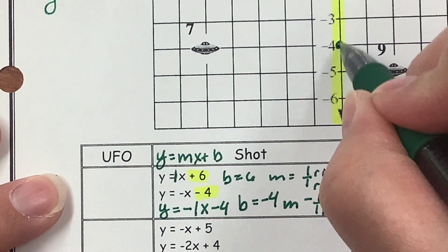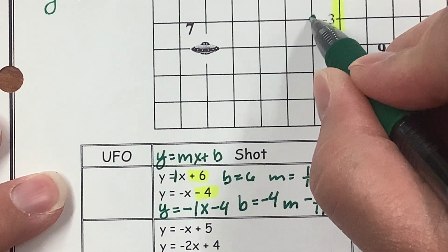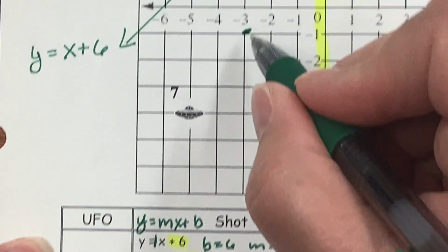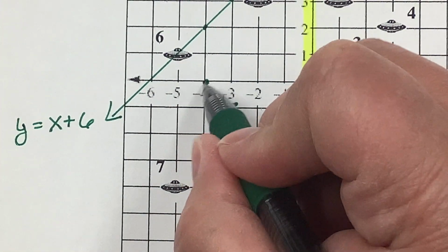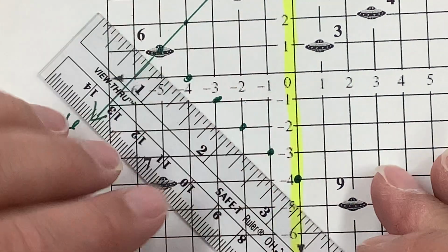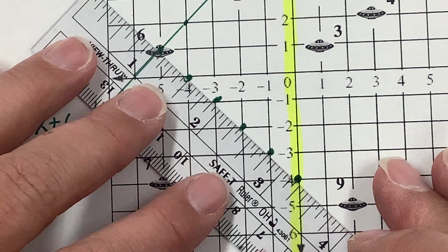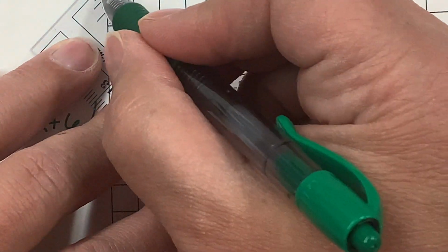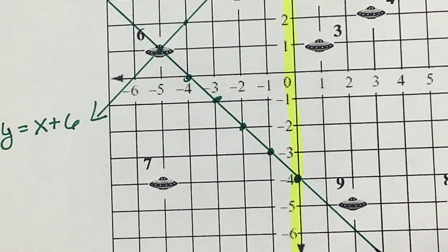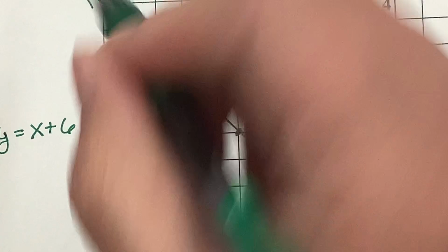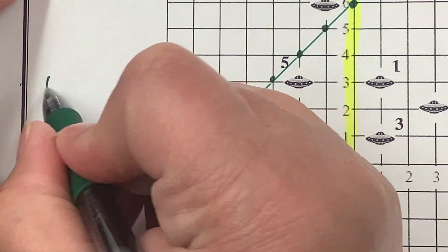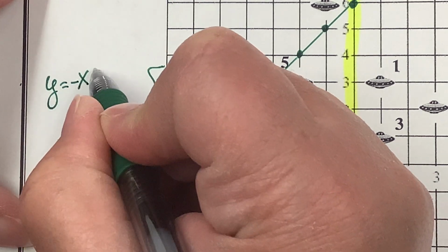So dot at negative 4, rise 1, left 1. Rise 1, left 1. Rise 1, left 1. All the way across the whole grid. Oh, I already found where my answer is going to be. So, connect the points. Make sure you go across the entire grid because you never know where your lines are going to intersect. And I'm going to write the equation near this top arrow here. Y equals negative x minus 4.